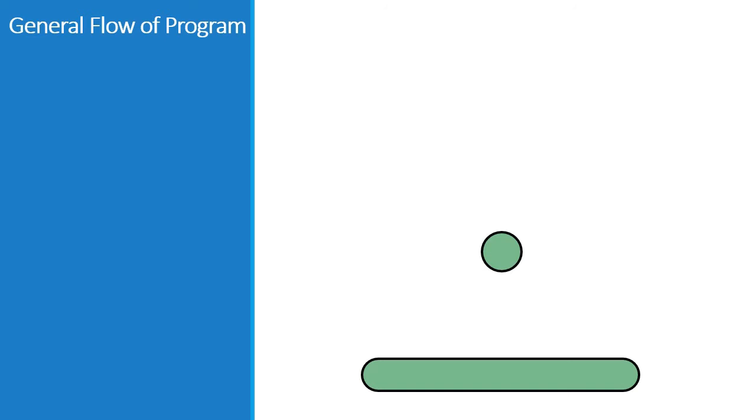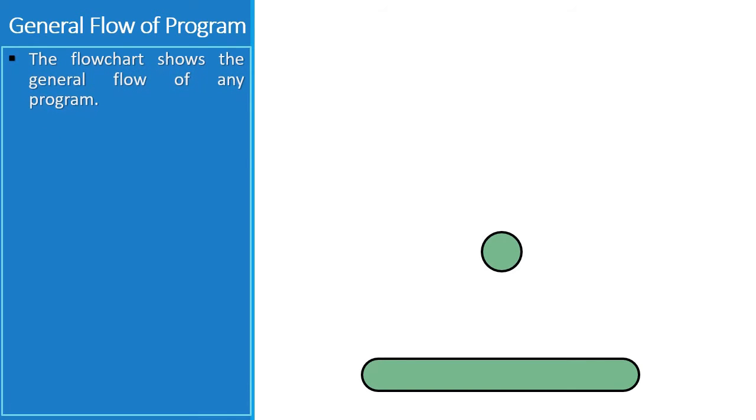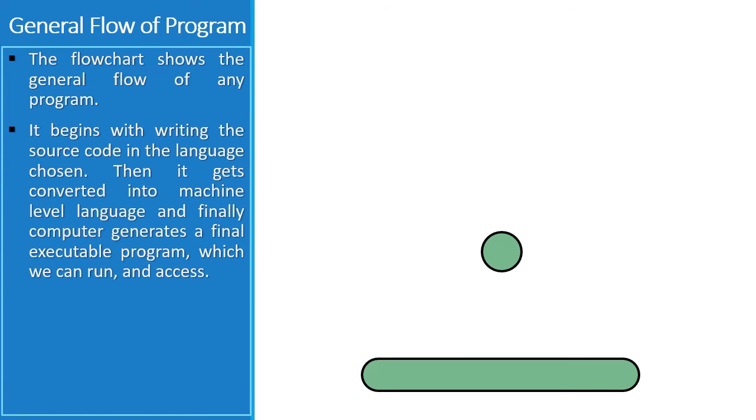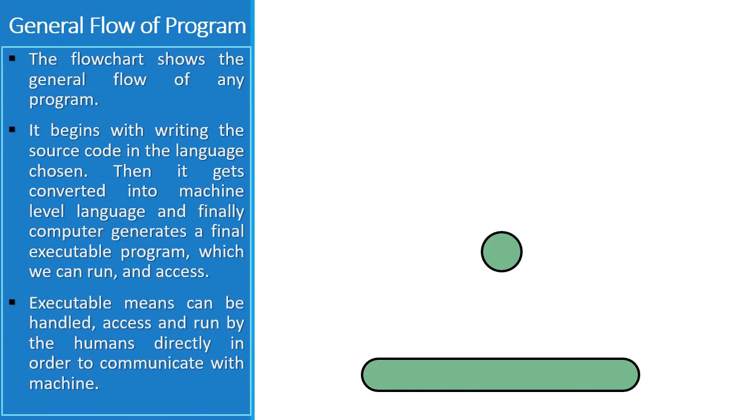Now, as we are a little bit familiar with the flowchart, let's study the structure of computer programming. It is a general flow describing how a computer handles a program and understands the programmer's commands. It begins with writing the source code in the language chosen. Then it gets converted into machine level language and finally the computer generates a final executable program which we can run and access. Executable means it can be handled, accessed and run by a human directly in order to communicate with the machine.